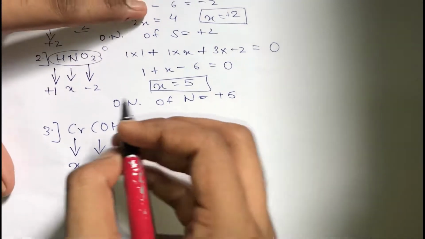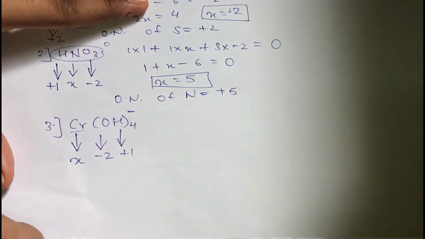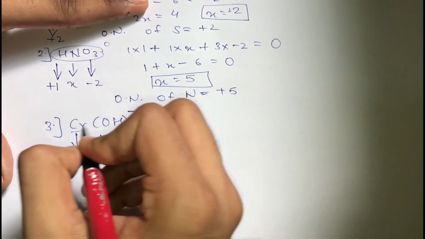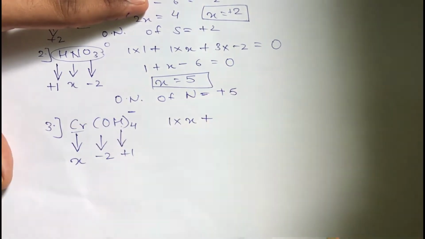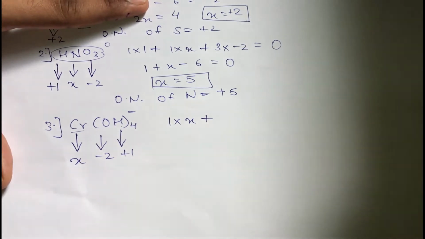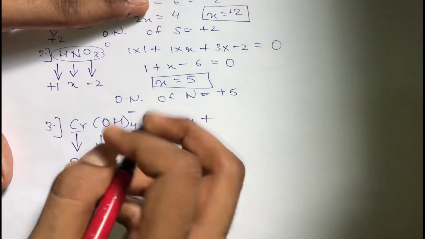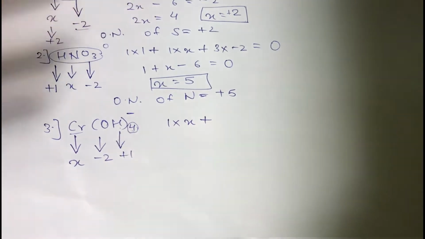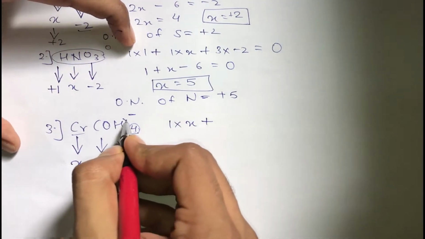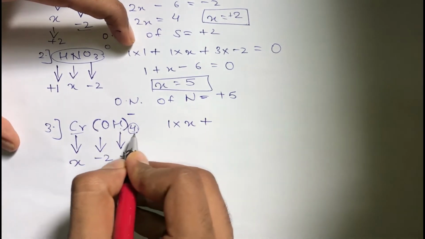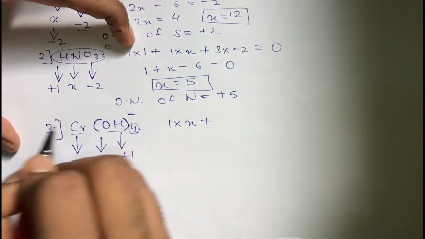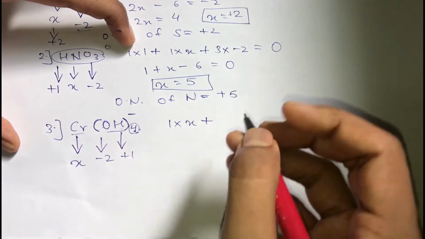Now here you need to be careful. See, how many chromium atoms are there? 1. So 1 times oxidation number of chromium, that is nothing but X. Then plus how many oxygen atoms are there? Here there is a twist. How many oxygen atoms are there? There is no one oxygen atom, but instead there are 4 oxygen atoms present. Can you see over here? This 4 is for the complete bracket. 4 times oxygen and 4 times H, which gives us 4 times OH. So there are 4 oxygen atoms present.